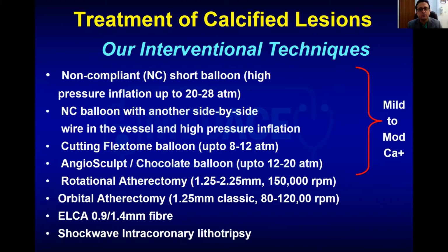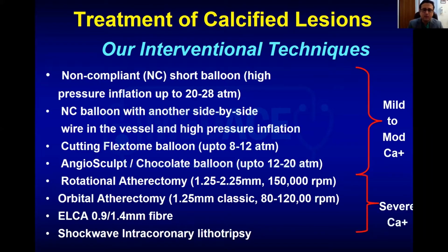But this is what we used to do: for mild to moderate calcium, try a short non-compliant balloon. If I don't have money for rota and things like that, we'll probably use just an 8 mm balloon to put a focal pressure on that particular point where you're trying to break the calcium. You go to high pressure inflations, and then an NC balloon with another wire side by side. Sometimes I would even put 2 wires side by side, and then go for high pressure inflation. Cutting balloons, flextome, now we have Wolverines. Angiosculpt or chocolate balloons are scoring balloons. They are basically more compliant balloons with 3 0.018 wires wrapped around them.